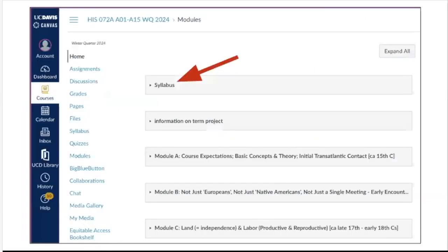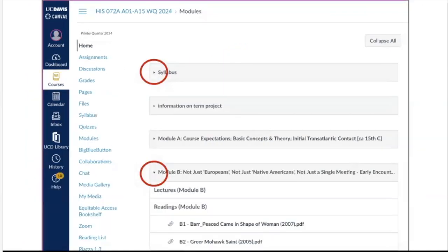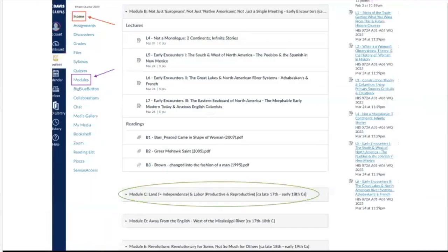When you open the course site, you will see something that looks like this. Note the syllabus as the top module. You can open up the modules with the little arrows on your homepage. The syllabus is closed here, and Module B is open. You can get to this information on the slide by clicking either Home or Modules.